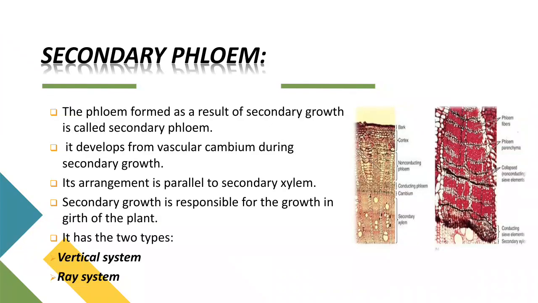Secondary phloem. The phloem formed as a result of secondary growth is called secondary phloem. It develops from vascular cambium during secondary growth. Its arrangement is parallel to secondary xylem. Secondary growth is responsible for the growth in girth of the plant. It has two types, vertical system and ray system.